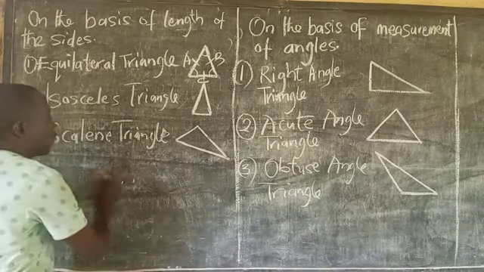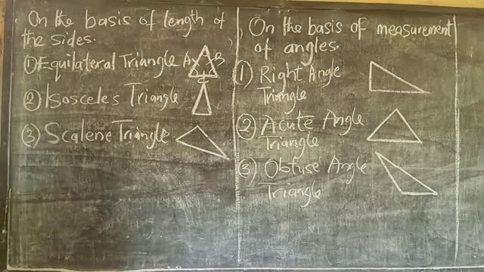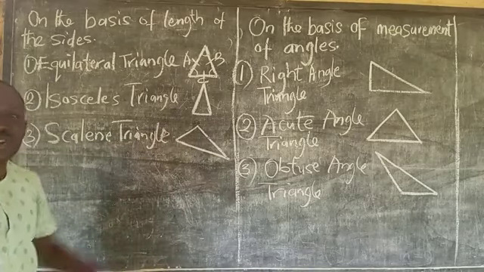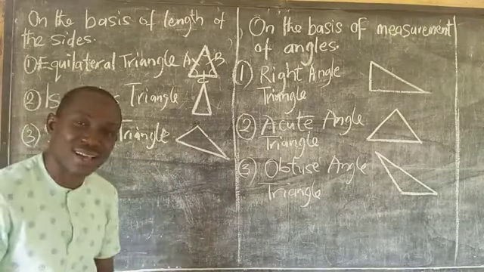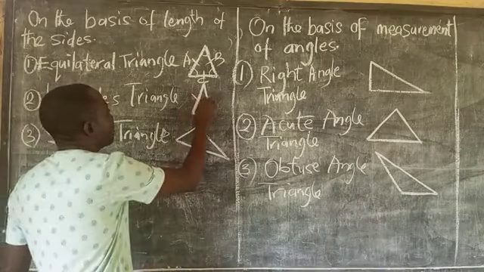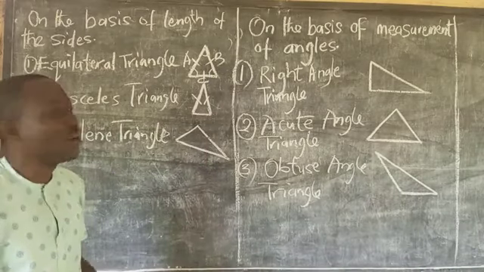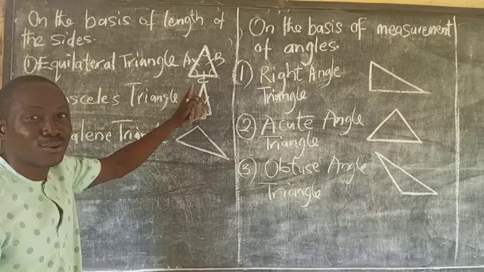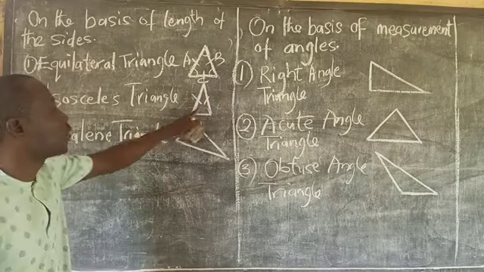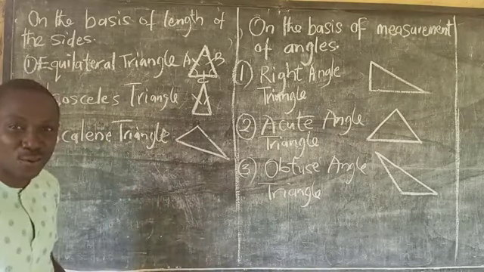All right, so we go on to the second one, the isosceles triangle. This is the typical shape of an isosceles triangle. What makes it an isosceles triangle is that two of the sides are equal. Only two sides are equal. Unlike the equilateral triangle, where the lengths of the three sides are equal, for an isosceles triangle, the lengths of only two sides are equal.